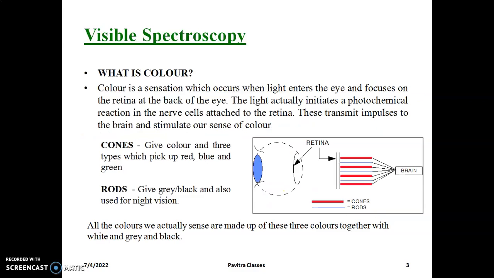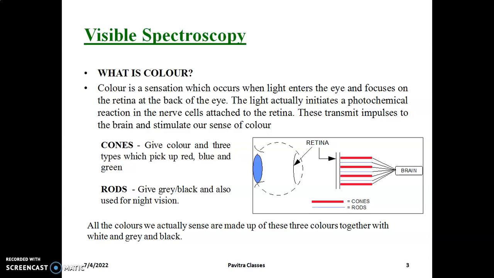So before going to visible spectroscopy, what is color? Color is the sensation which occurs when light enters the eye. Our eye focuses light on the retina, at the back of the eye. The light initiates a photochemical reaction in the nerve cells attached to the retina. This transmits impulses to the brain and so stimulates the sense of color.